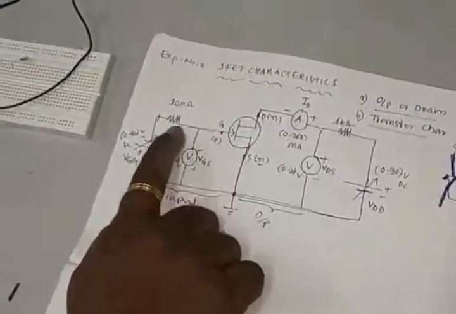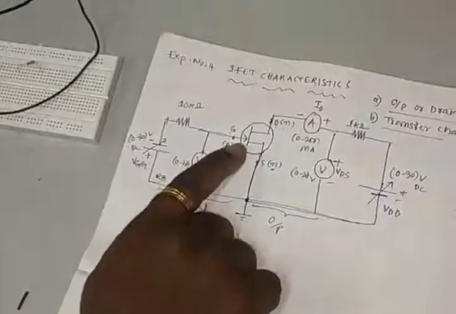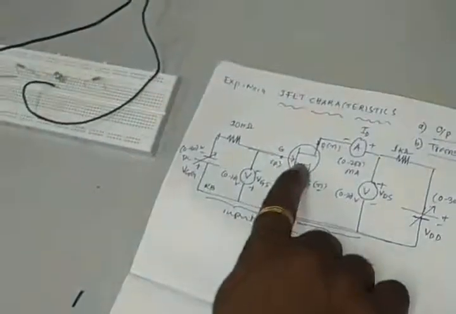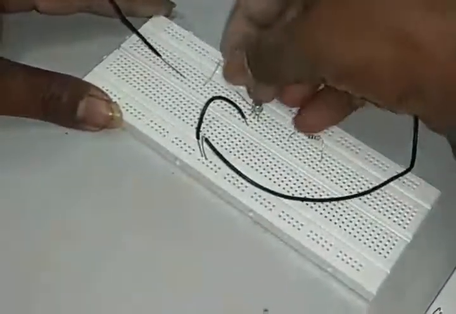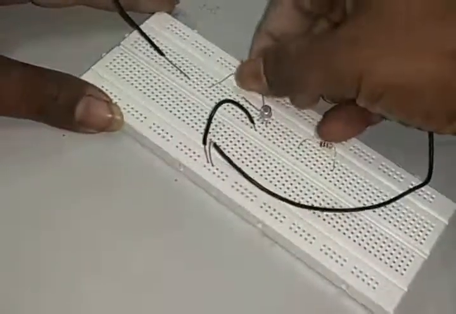Then the other end of the resistor is connected directly to the gate only. So the gate is the first one. So I am directly connecting it to the gate.